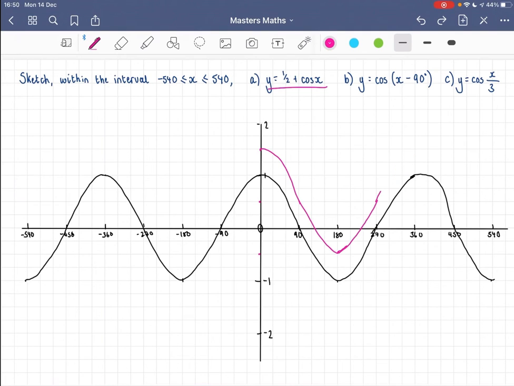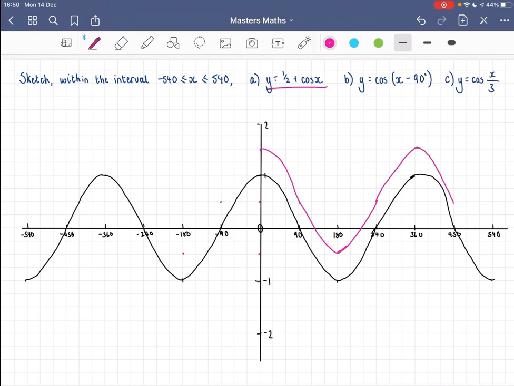It should go negative 360, 1.5, and then it would come down and then it would go 450, 0.5, like that, and then would continue on. And then obviously we need to do that on the other side as well. So we're going to go here. I find it easier to plot in some main points so I can join them up.